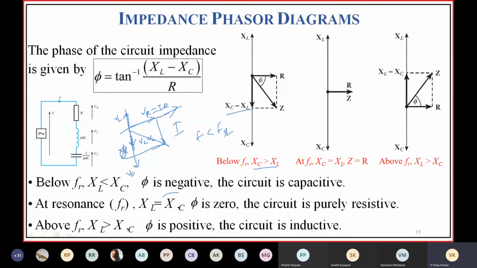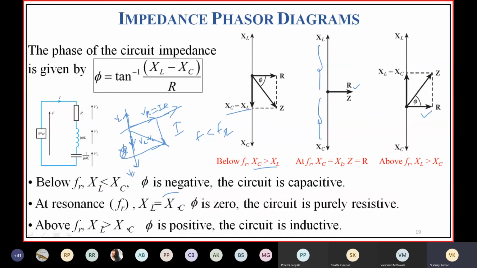So phi will be negative in this case, and you're going to have a leading power factor here. When XL is equal to XC, Z is equal to R only.